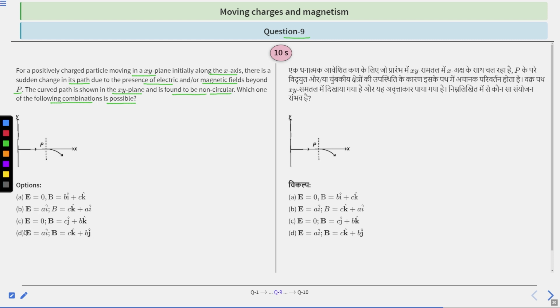Option A, option B, option C, and option D. You have 10 seconds to solve this question. After 10 seconds, we will provide the solution of this question.